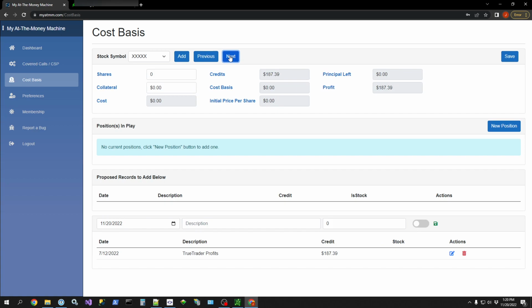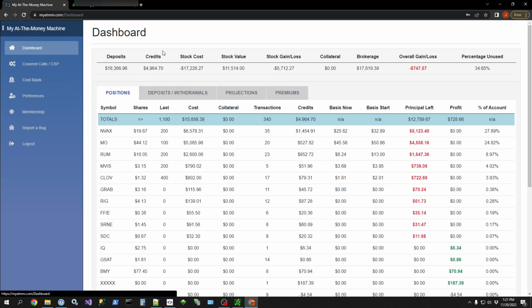Okay, so we've gone through all of our positions, cleared out all of the options that have expired, and moved the assignments for stock purchases, so our cost bases are all up to date for all of our positions. All right, so let's go back over to the dashboard.